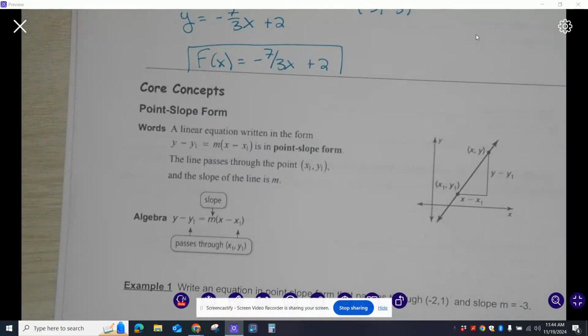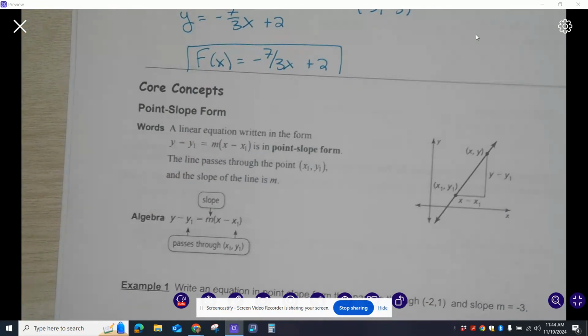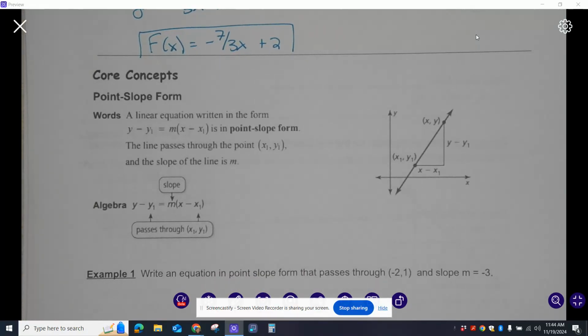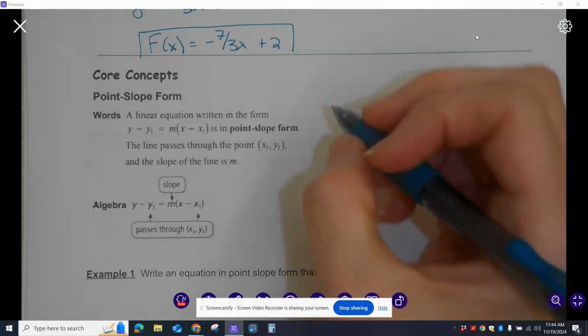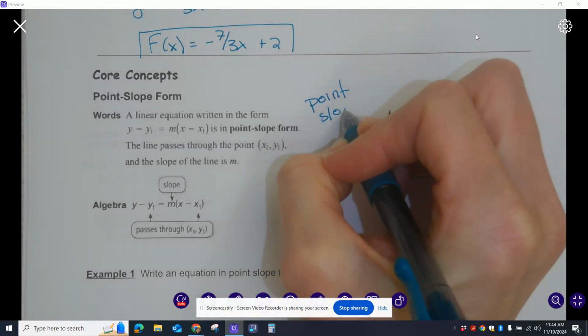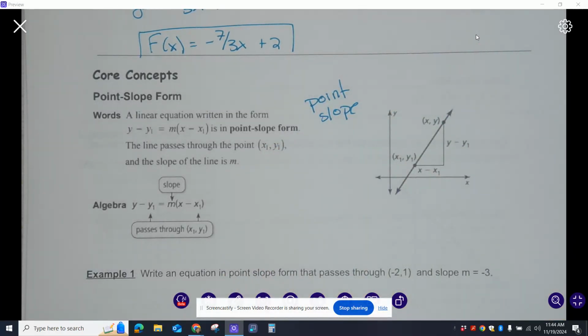Okay, getting on to 4-2. 4-2 is when we have to write an equation of a line, but we don't have the y-intercept. But remember, to write an equation of a line, all that we need is a point and a slope. What do you need to write an equation of a line? You need a point and a slope.